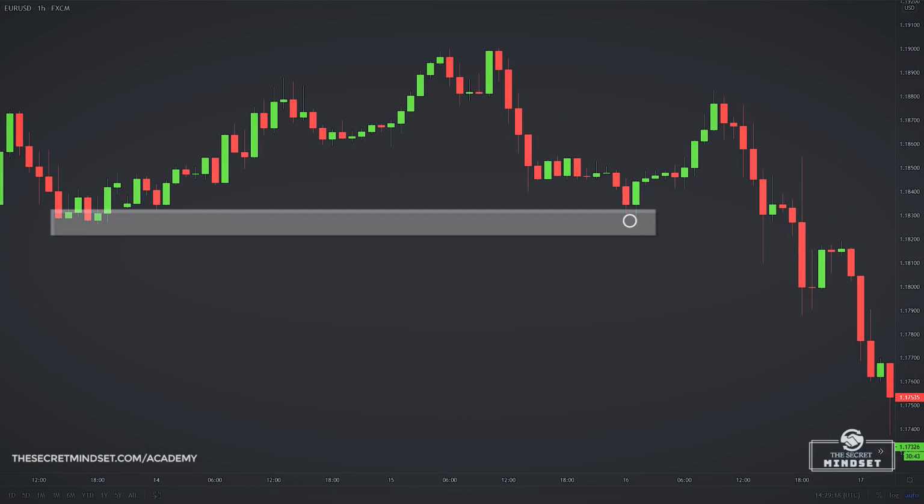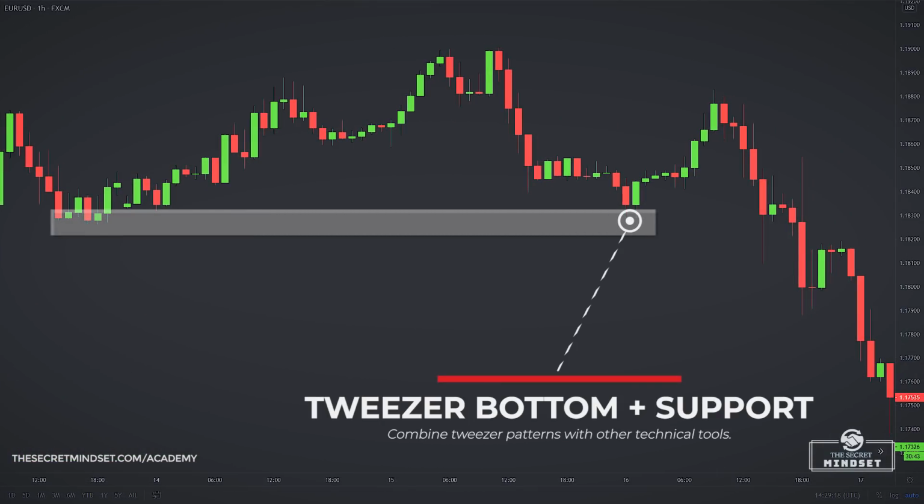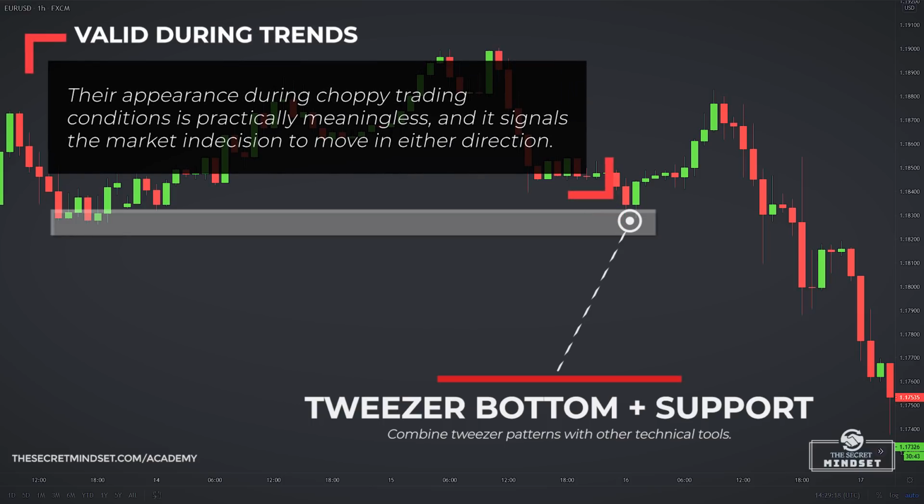These two patterns signal price reversals, and we can trade them more efficiently if we combine them with other technical tools. Both the bottom and the top tweezers are only valid when they occur during uptrends and downtrends. Their appearance during choppy trading conditions is practically meaningless, and it signals the market's indecision to move in either direction.